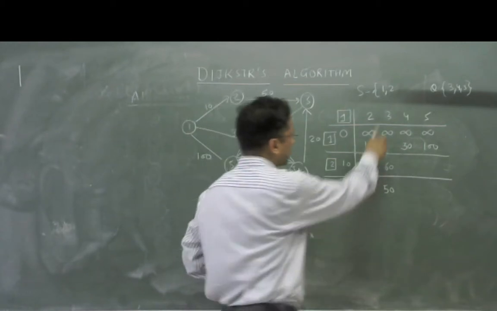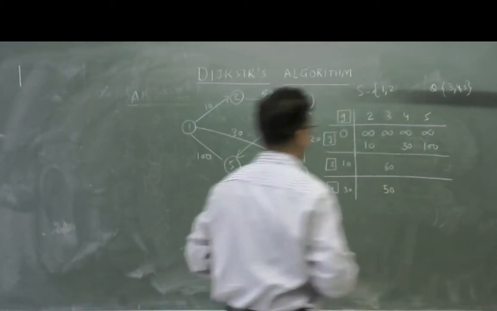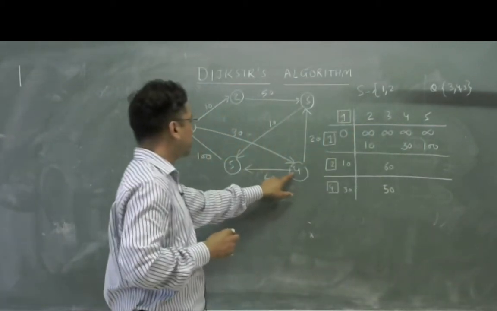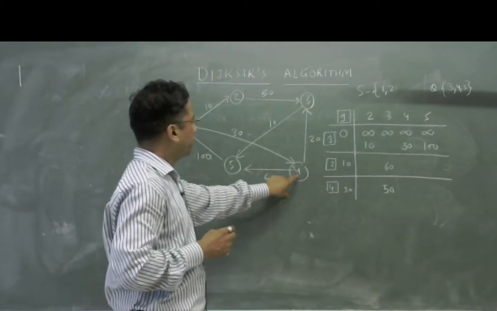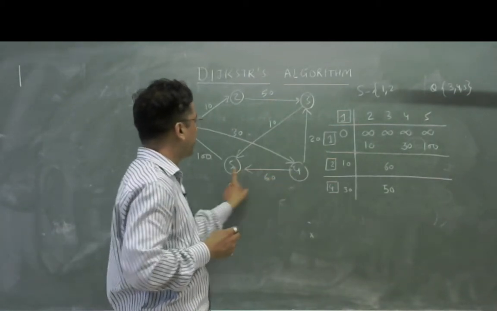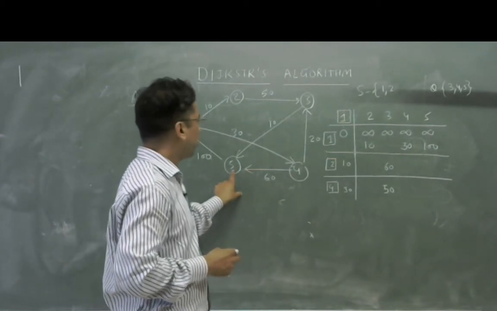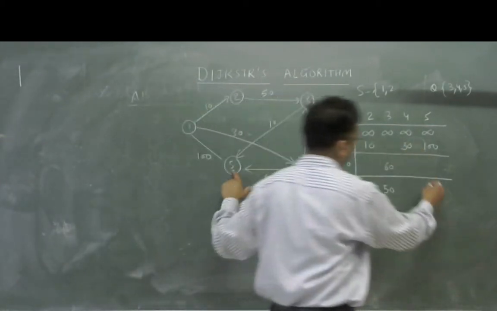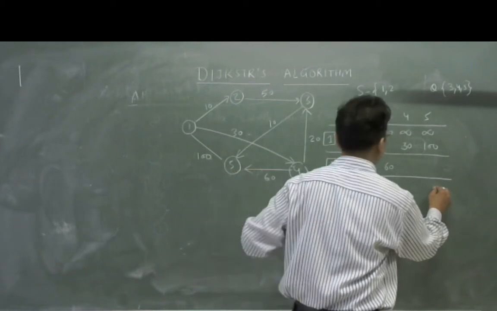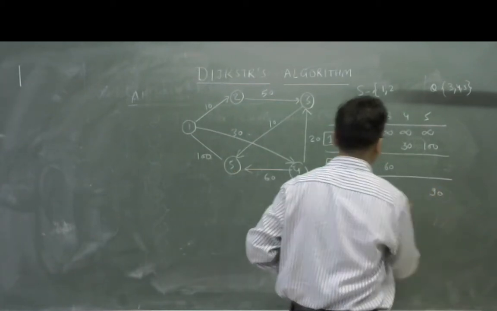So we shall relax node number 3 to a value of 50, and there is another edge which can relax node number 5. 30 plus 60 is equal to 90, so this can relax node number 5 also. So 30 plus 60 is equal to 90, right?